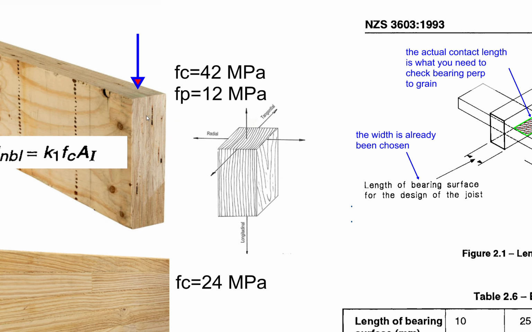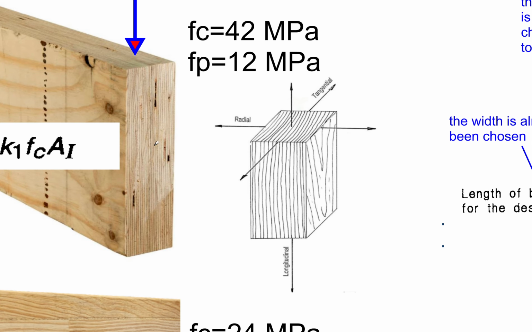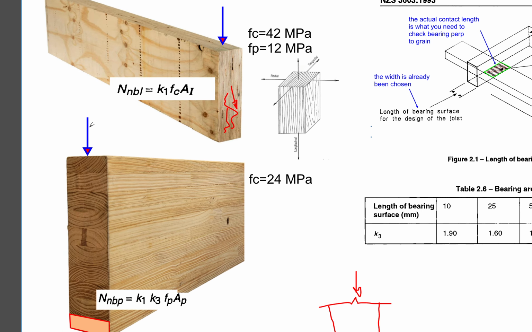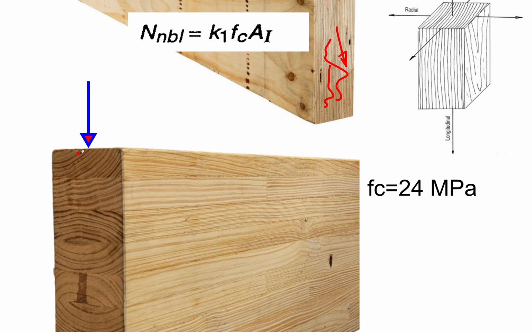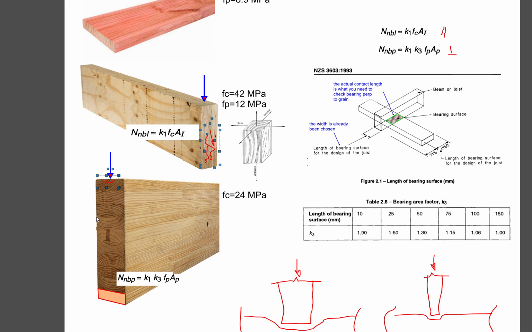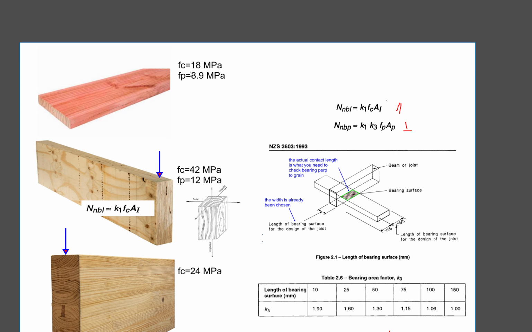For parallel to grain, you can see the timber fiber is loaded in the same direction. So when your timber fails, you would expect these fibers to be buckling in the vertical direction, compared to where your timber fiber is loaded perpendicular to grain, where you would have a crushing of the timber. Your timber fiber gets squeezed, so it gets shortened. Those are two different mechanisms, so just pay attention to that and use the correct characteristic values for your bearing capacity.